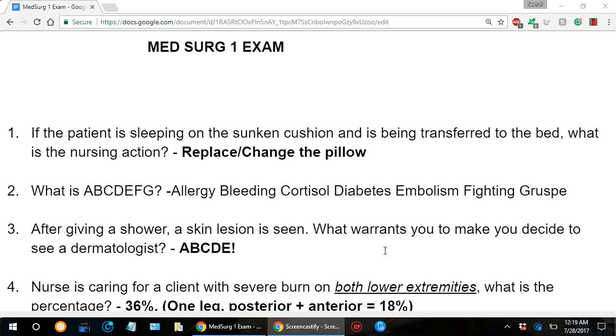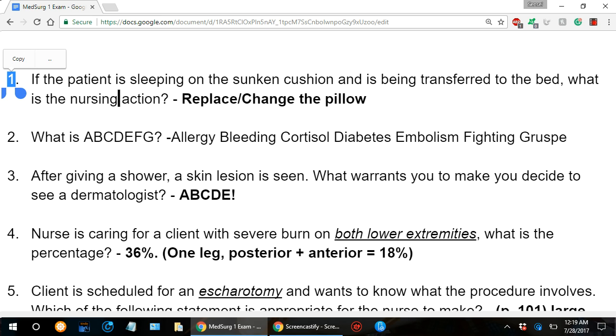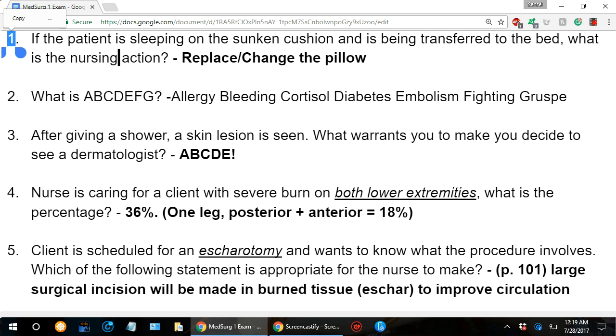What is ABCDE? Allergy, bleeding, cortisol, diabetes, and embolism. ABCDE stands for allergy, bleeding, cortisol, diabetes, embolism. After giving a shower, a skin lesion is seen. What warrants you to decide to see a dermatologist? The answer is ABCDE. Again, this is allergy, bleeding, cortisol, diabetes, embolism.